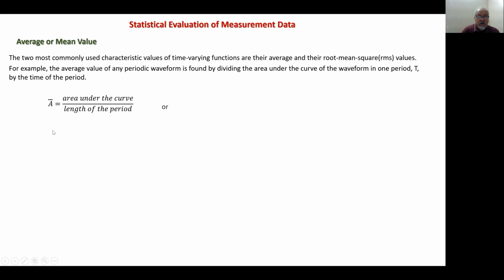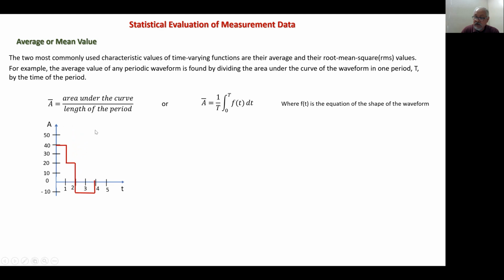Great. For example, we can use functions. In this case, the average is equal to 1 over the period times the integral for one period of this function f of t dt. Great. Okay. Perfect.